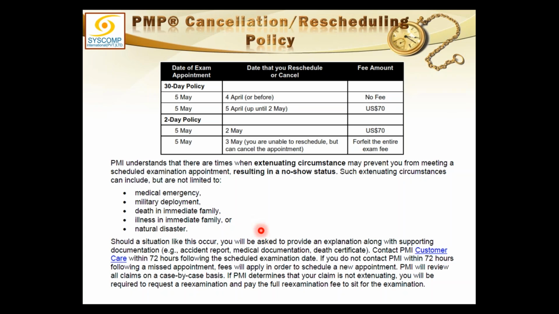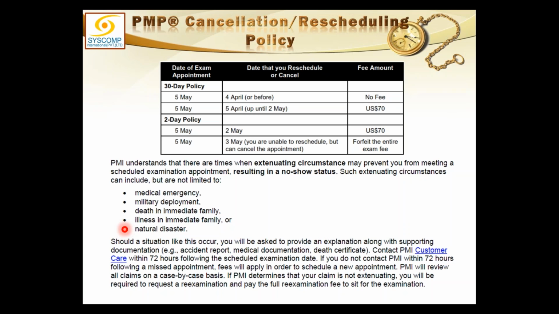Okay, what if you could not reach the exam center due to some unavoidable circumstance? Then only these circumstances are catered for. If there is a medical emergency, if you are a soldier deployed on some military duty and you cannot reach your exam, if there is a death or illness in immediate family, or a natural disaster, you have to produce proofs for that. In this case, you have to get in touch with PMI within 72 hours to tell them your emergency.